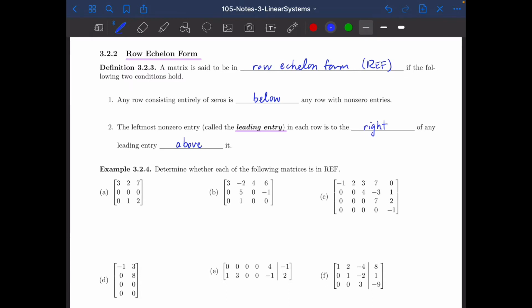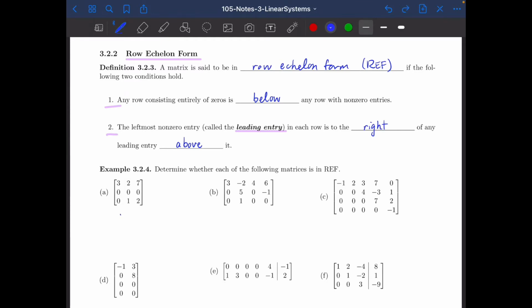So what does a matrix in row echelon form actually look like? Let's look at example 3.2.4, where we're asked to determine whether each of the following matrices is in row echelon form. And so for each of these matrices, we need to check the two conditions. We need to check condition 1, that any row consisting entirely of zeros is below any row with non-zero entries, and we need to check condition 2, that the leftmost non-zero entry, the leading entry, in each row is to the right of any leading entry above it. Let's start with the matrix in part A.